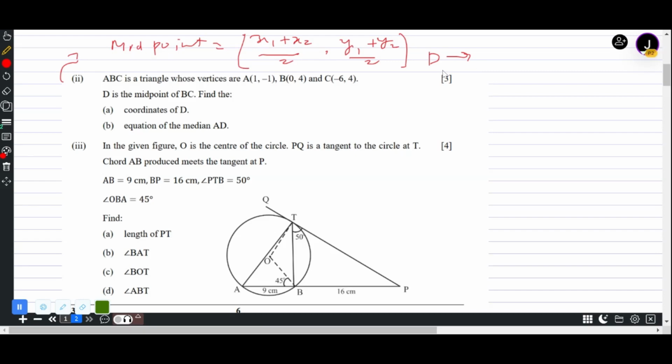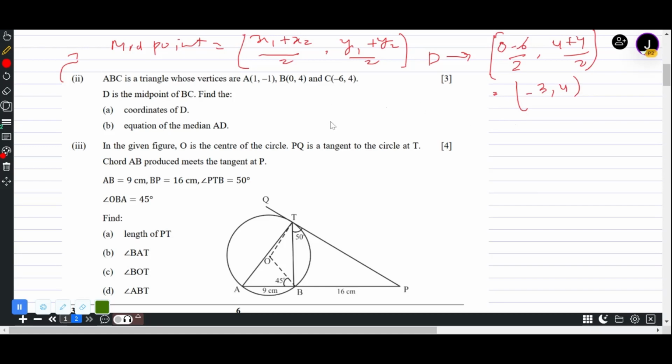Now the second question. ABC is a triangle whose vertices are given, A, B and C, which are (1, minus 1), (0, 4) and (minus 6, 4). D is the midpoint of BC. So what is the formula for the midpoint? The midpoint of any two points (x1, y1) and (x2, y2) is ((x1 plus x2) by 2, (y1 plus y2) by 2). So first we will find the coordinates of midpoint D. So midpoint D is ((0 minus 6) by 2, (4 plus 4) by 2), which is (minus 3, 4). You can put any of those components as x1, any of those as x2, that doesn't matter, because we are summing it up.